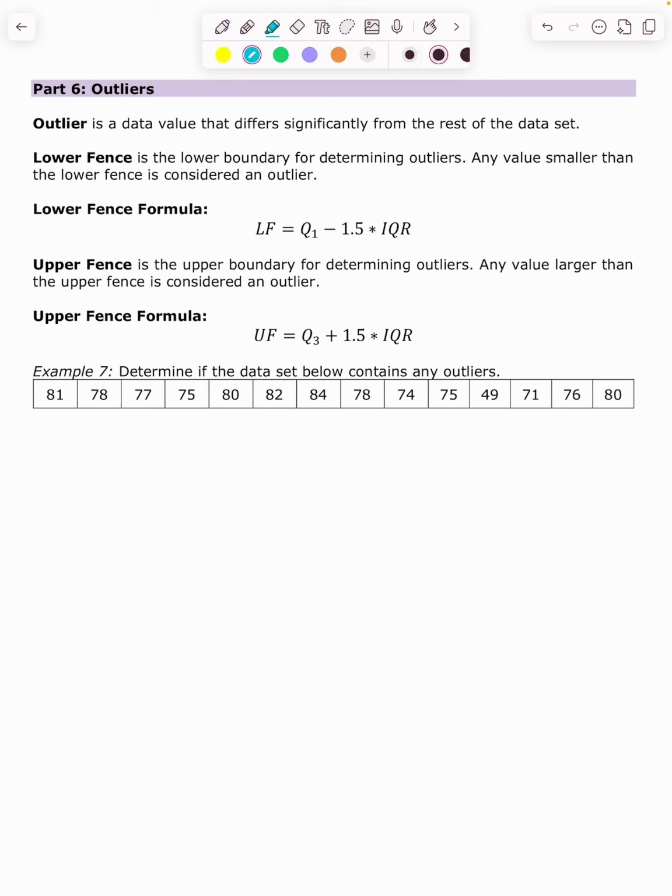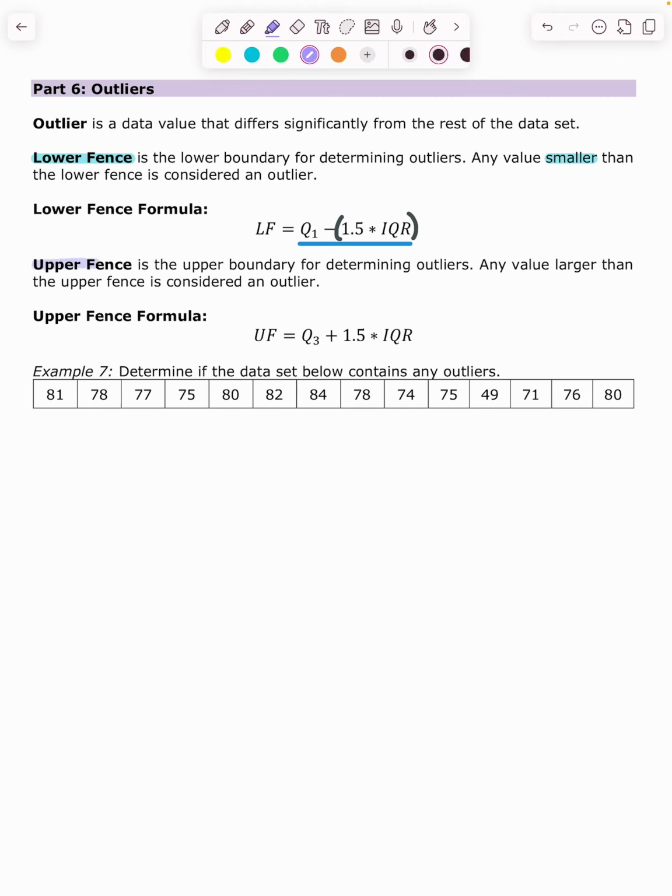The first thing we're going to calculate is the lower fence. This is the lower boundary for determining an outlier. Any value smaller than the lower fence is considered to be an outlier. The lower fence formula is the first quartile minus 1.5 times the IQR. We want to make sure we remember our order of operations, so do the multiplication first, then do the subtraction.